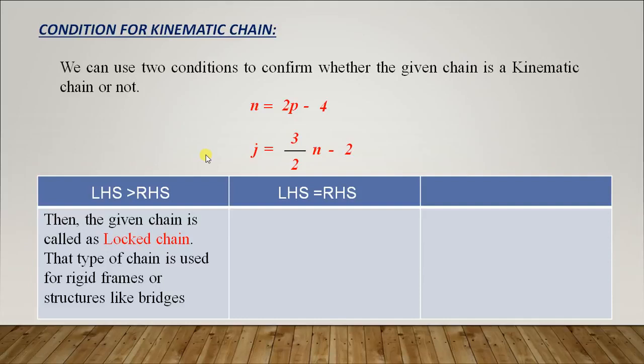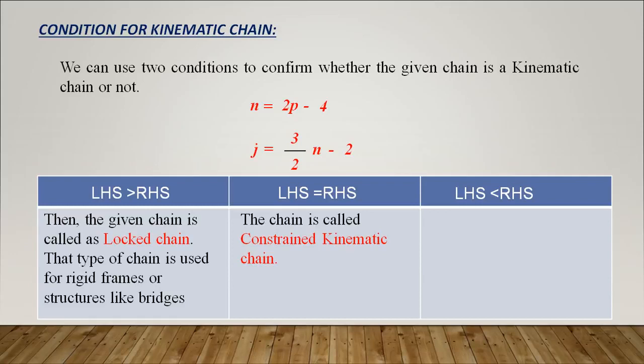Now we consider the next condition. If the left hand side value is equal to the right hand side value, the condition is satisfied, and the chain is called a constrained kinematic chain. When there is equality between the LHS and RHS values, the given chain can be considered a constrained kinematic chain. That means each and every link of the chain has a particular directional motion, a constrained motion between them.